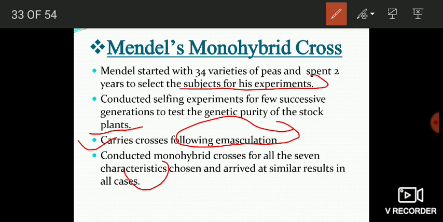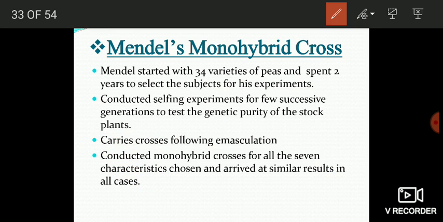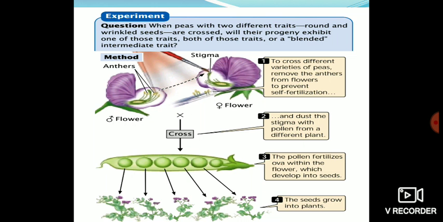Emasculation means he selected two plants. In one plant, the flowers were being removed of their male reproductive parts, or you can say stamens. This is known as emasculation, to avoid self-pollination. He conducted monohybrid crosses for all the 7 characteristics chosen that we studied earlier in yesterday's topic. And to his surprise, he arrived at similar results in all such cases. The questions and the experimental procedure that he adopted to address these questions are here in the slide.